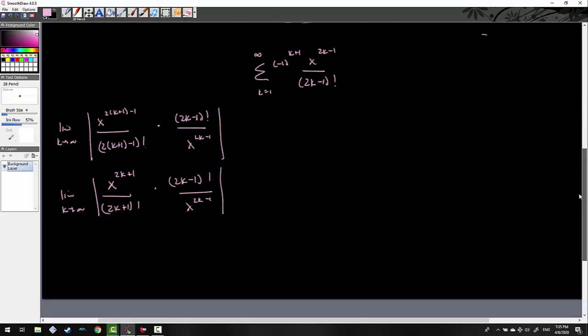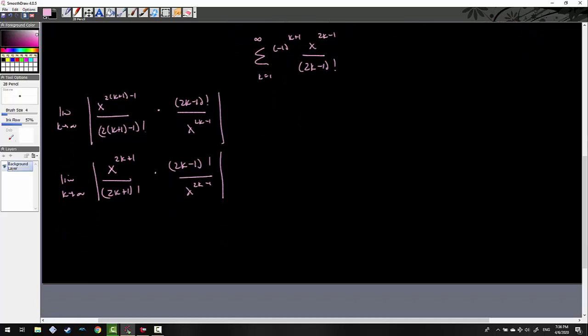Again, a lot of algebraic manipulation. Just stay with me if you can. If you don't want to, just go and fast forward. I understand. The limit as k goes to infinity of the absolute value of x to the 2k times x over this 2k plus 1 factorial is really going to be 2k plus 1 times 2k times 2k minus 1 factorial, and then this 2k minus 1 factorial here is going to eventually cancel itself out. So we will see that happen.